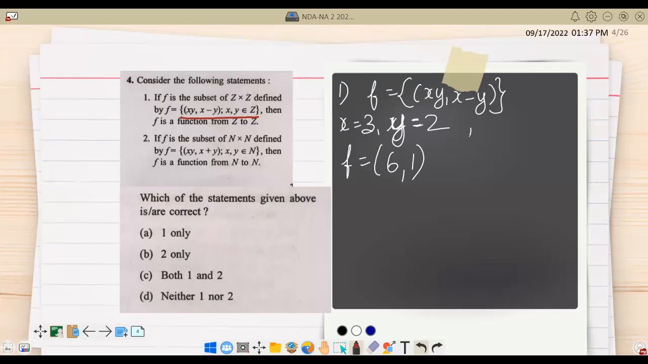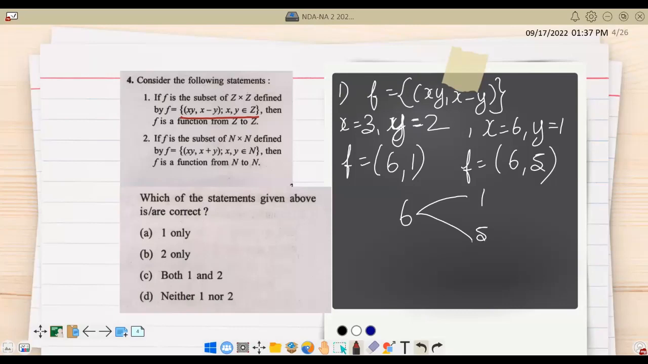And then if I give the next set of values as x equal to 6 and y equal to 1, now f will be 6 comma 6 minus 1, 5. So here, 6 has 2 images, that is 1 and 5. For a function, for each and every value of x, we should have only 1 value. So here we have 2 images, which is not possible in a function. So it does not define a function. So the first statement is wrong.